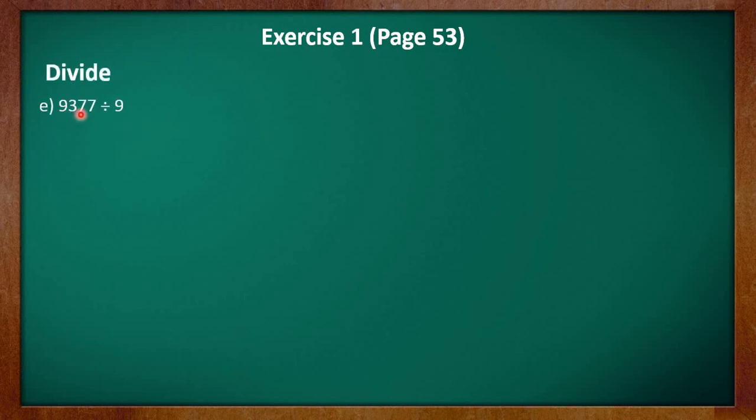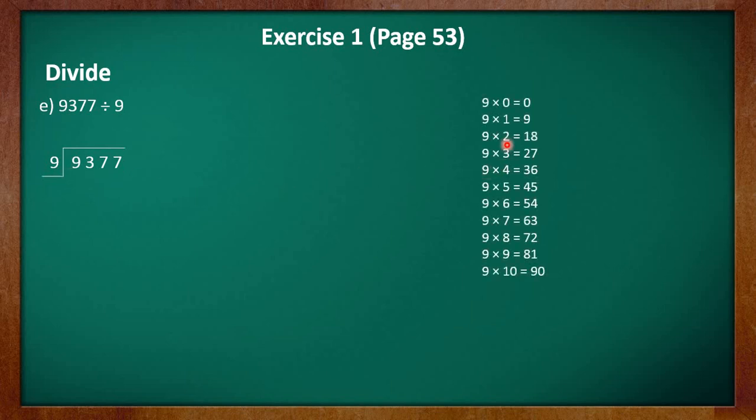Kids, let's now take a look at E part of this exercise, which says 9,377 divided by 9. So here 9,377 is our dividend and 9 is the divisor. So that means we have to look for the table of 9 in order to divide 9,377. Now kids, we already know that whenever we start division, we always start with the highest place. That means from the extreme left, right? So here on the extreme left, we have 9.